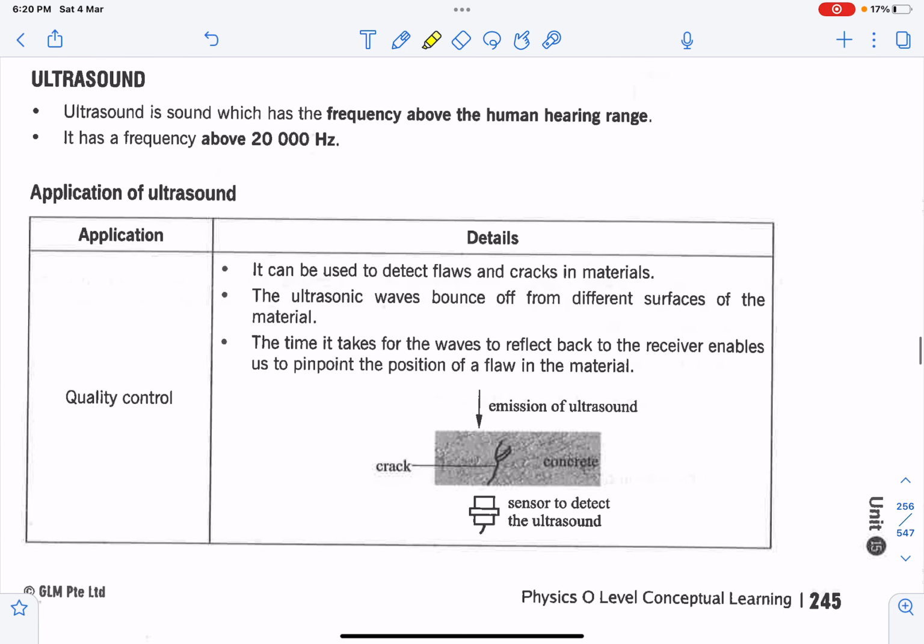So ultrasound is a sound that has a frequency above the human hearing range, above 20,000 hertz. Some of these ultrasounds have many different applications. For example, you can use ultrasound for quality control. So what is this quality control? It can be used to detect flaws or cracks in material.